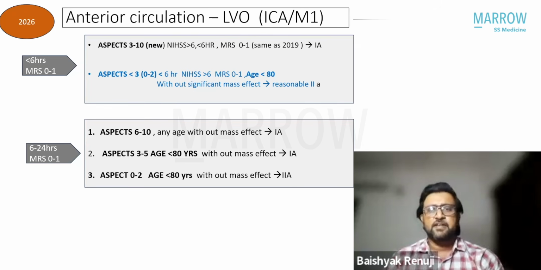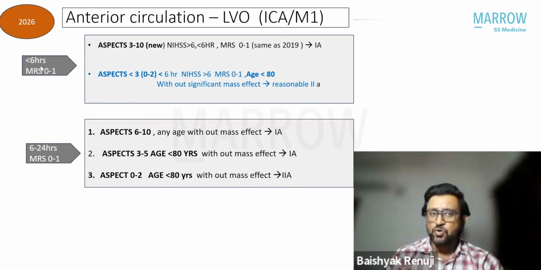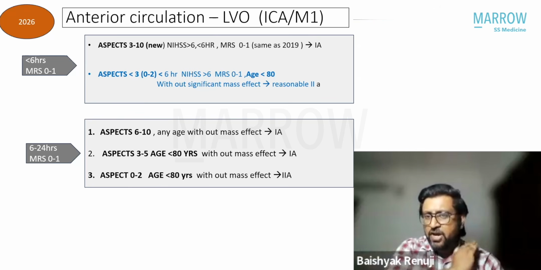So this is the anterior circulation guideline. Somebody who presents within less than 6 hours with an mRS of 0 to 1, that is, previous disability is very minimal, then with ASPECTS up to 3 within 6 hours, NIHSS more than or equal to 6, you can take with 1A. Almost same as 2019. Only difference is previously ASPECTS 6 and above was a must. Now even with ASPECTS of 3, even 1A you can take. The best evidence is there. Within 6 hours, ASPECTS less than 3, also you can take for thrombectomy.